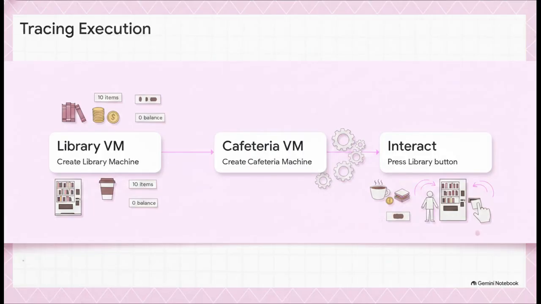Let's trace the execution of this code step by step to prove just how powerfully independent these objects really are. Step 1. We manufacture the library machine. It starts with a completely fresh state, 10 items in stock, and a $0 balance. Step 2. We manufacture the cafeteria machine. It also starts with its own entirely fresh state of 10 items and a 0 balance. Step 3. Now a student walks up to the library machine only. In the code, we simulate this by calling libraryVM.insertCoin(2.50) and then libraryVM.pressButton(). The code runs, the library machine processes its own logic, dispensing the item and perfectly updating its own internal state.